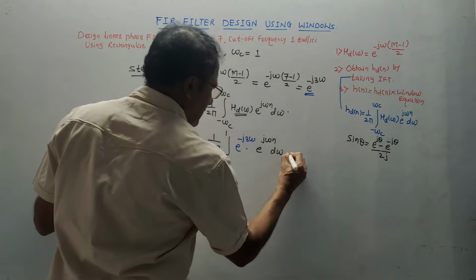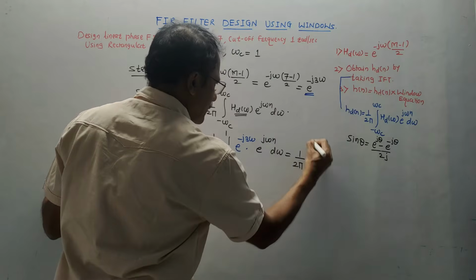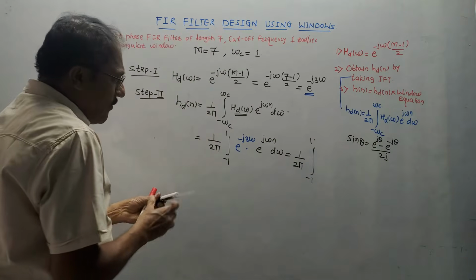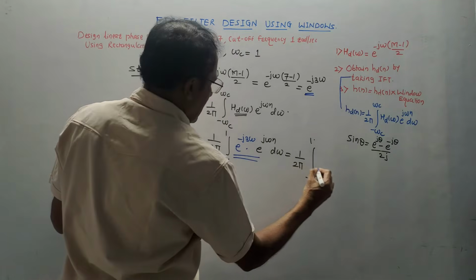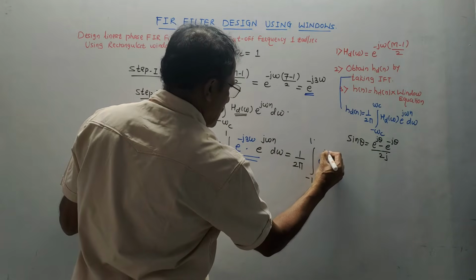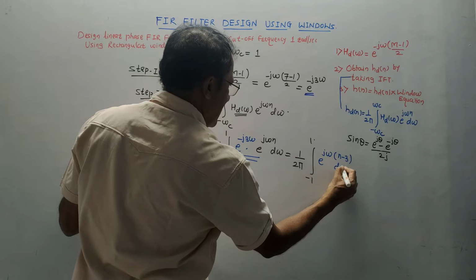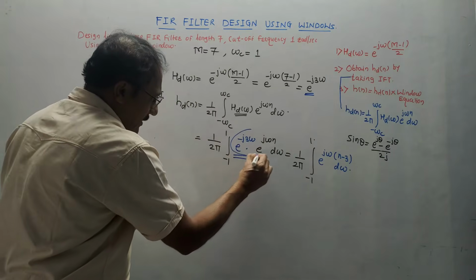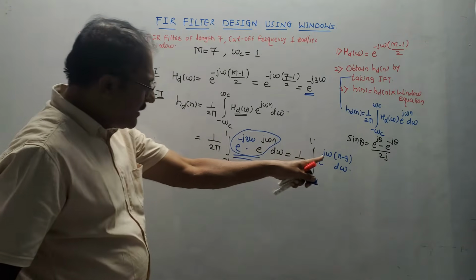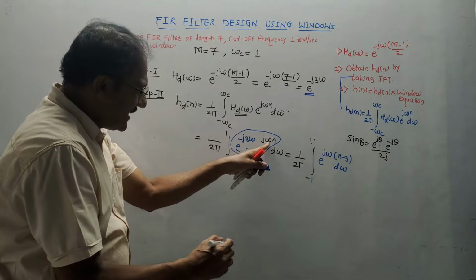Let us simplify this further, so it can be written as 1 by 2 pi integration from minus 1 to plus 1. I will combine these two terms. So it can be written as e raised to j omega times n minus 3 d omega. Very simple. What I did, from these two terms, I have taken j omega common. So e raised to j omega is taken common.